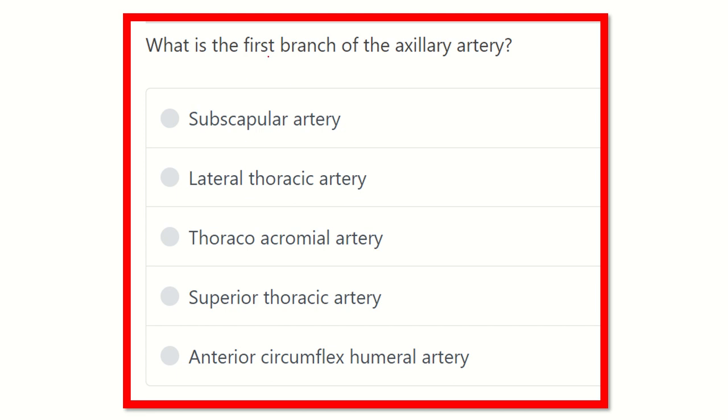Here it is a direct question, that means the first branch of the axillary artery. So first of all, we have to find out where the axillary artery is, then we have to find out the branches of the axillary artery, then it will be very easy for us to see which branch is the first. Here the options are subscapular artery, lateral thoracic artery, thoracoacromial artery, superior thoracic artery, and anterior circumflex humeral artery.